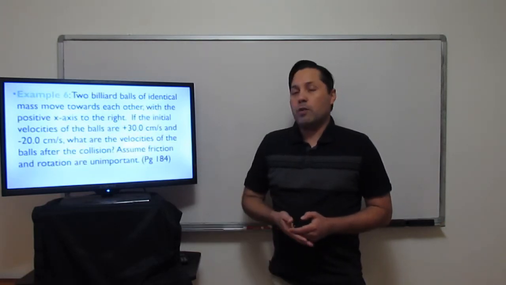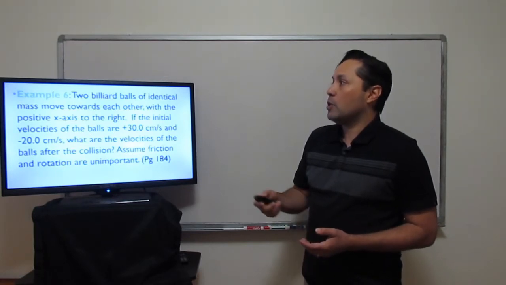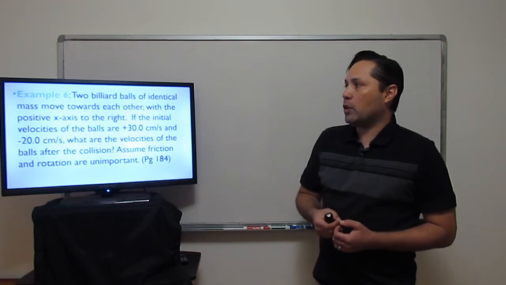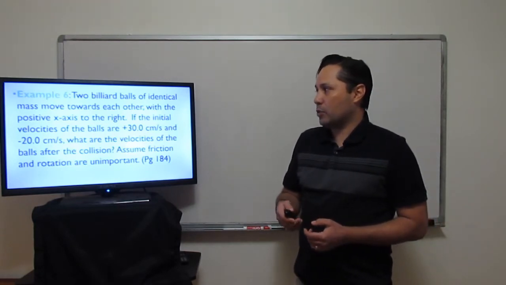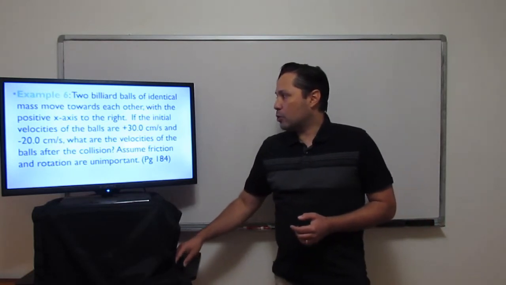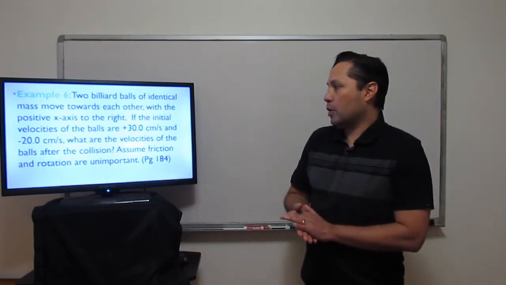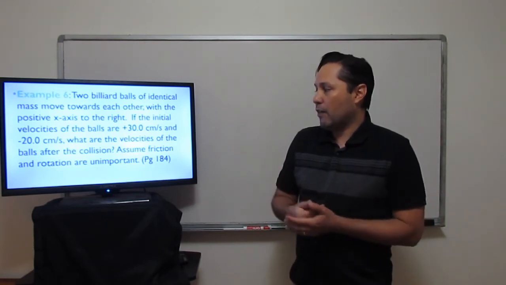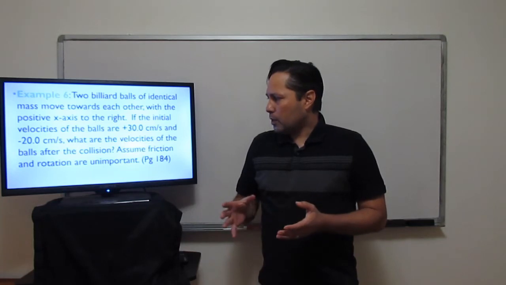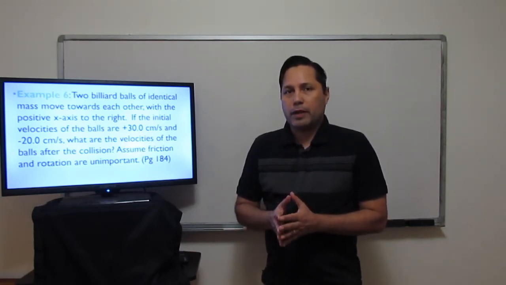Up next we're going to move on to example 6. In this example we ask the following question. Two billiard balls of identical mass move towards each other, with the positive x-axis to the right. If the initial velocities of the balls are 30 centimeters per second and negative 20 centimeters per second, what are their velocities after the balls have a collision? And assume that friction and rotational energy are unimportant. That's what we're looking at in this problem.